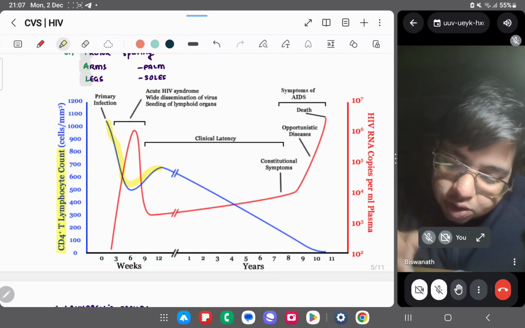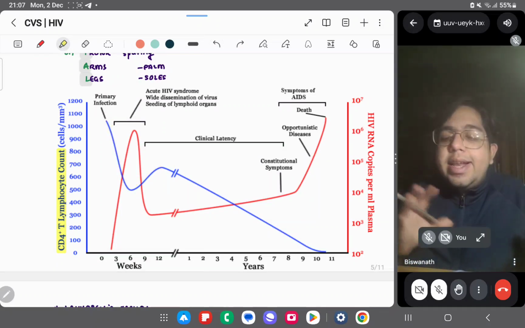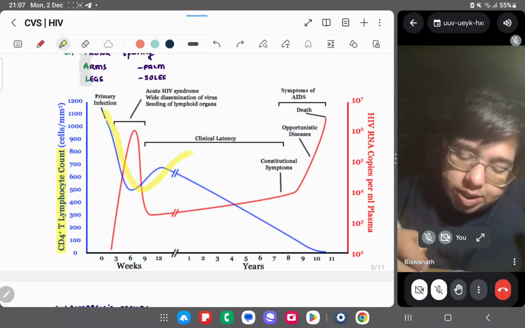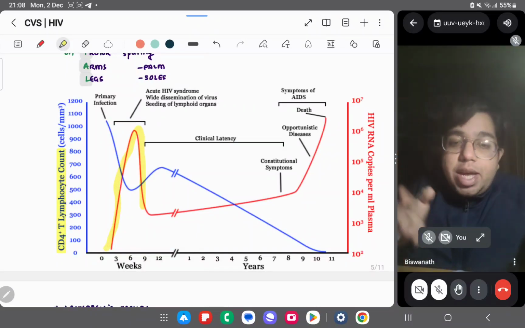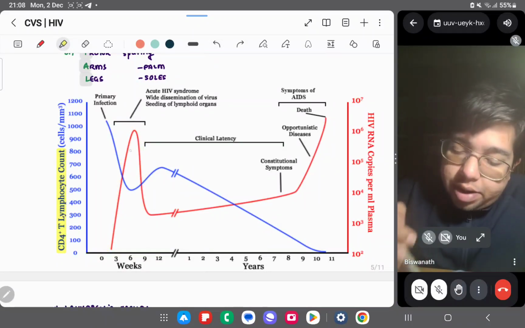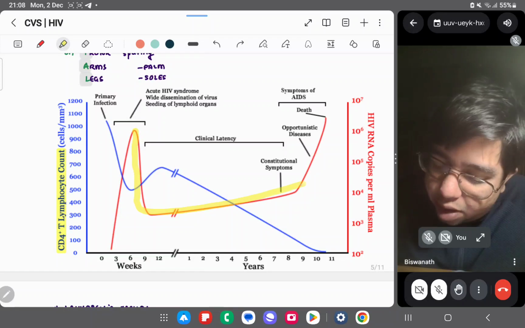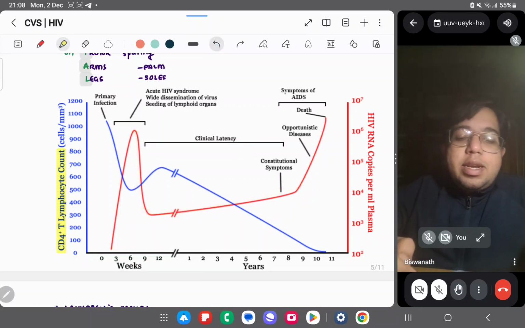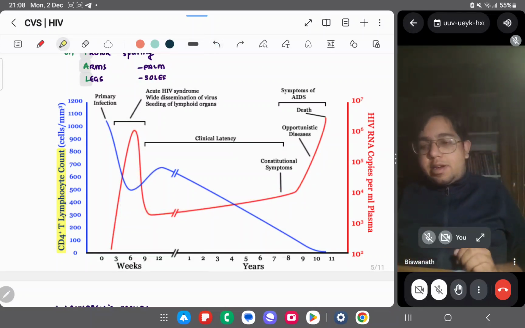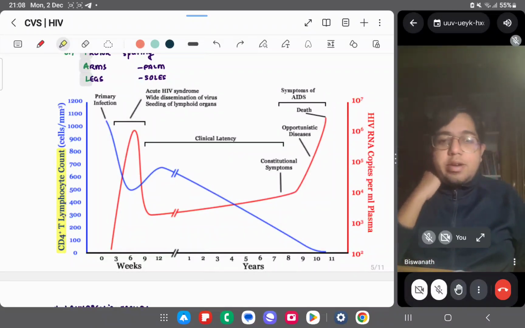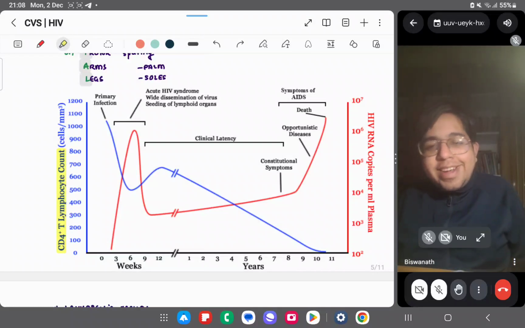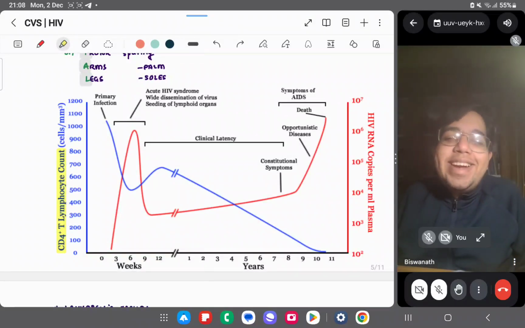Afterwards, it shows a period of clinical latency. This is the CD4 count in the blue. This is the primary infection, the primary upbeat. Then it is latent for many years. It's like those children who hit you on your head and hide somewhere, and remain hidden.